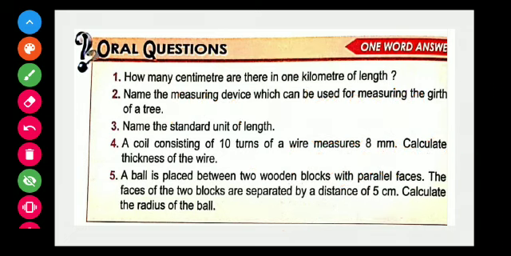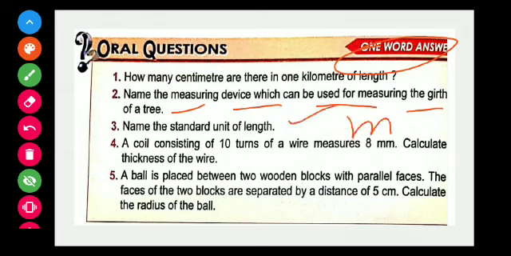Next is, name the measuring device which can be used to measure the girth of a tree. With the help of a measuring tape we can measure the girth of a tree. Name the standard unit of length. The standard unit of length is the meter.